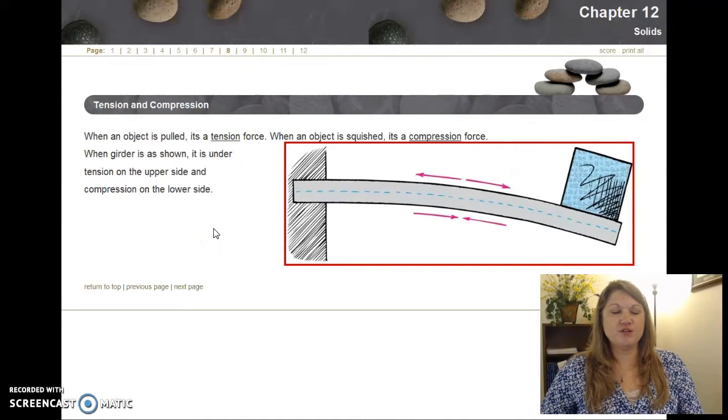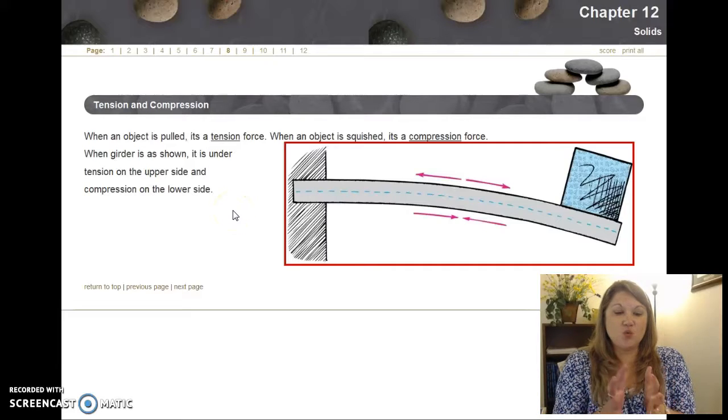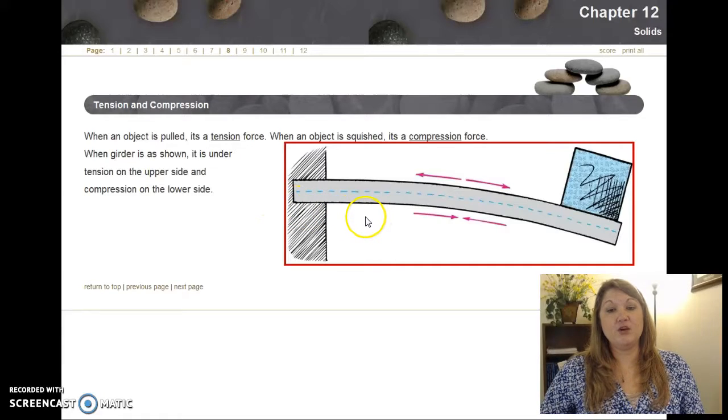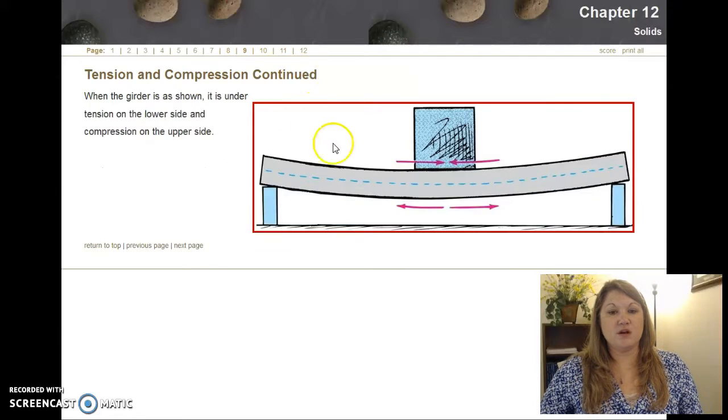Tension and compression. You hear those words probably in everyday speak, but let's figure out what they mean specifically for us in physics. So if an object is pulled, that's tension, right? Tension on a string. We've talked about that a lot. If an object is being compressed, squished, that's a compression force. Okay? And you can have both happening at the same time, as evidenced in this picture here. Alright? You can also see it in this figure here as well.